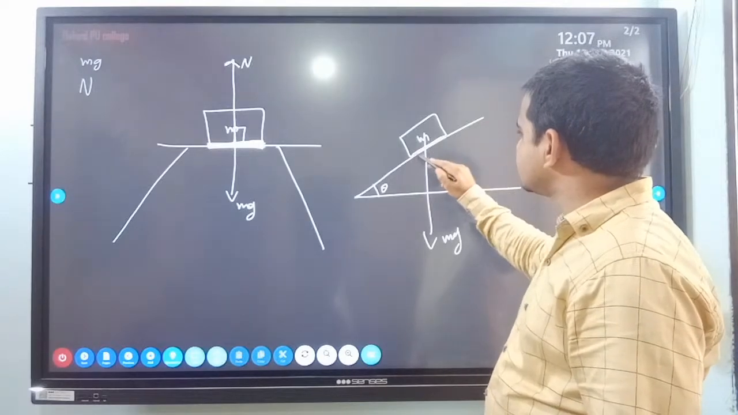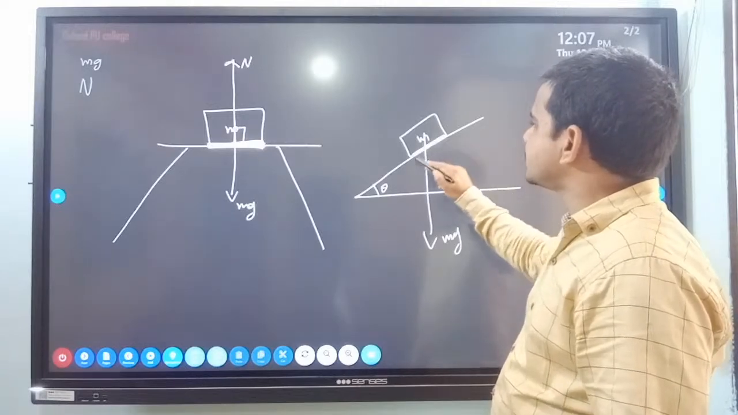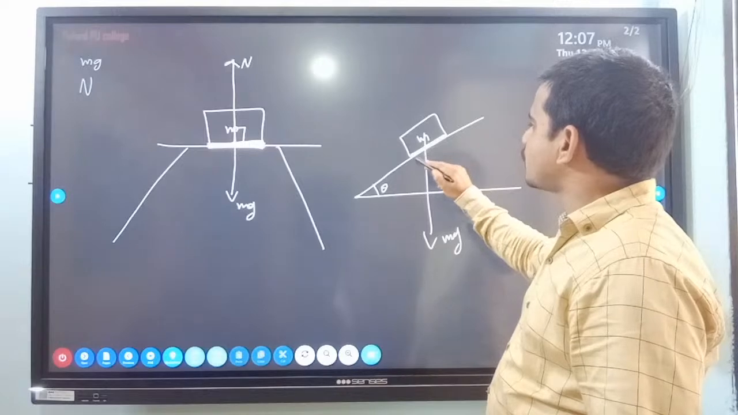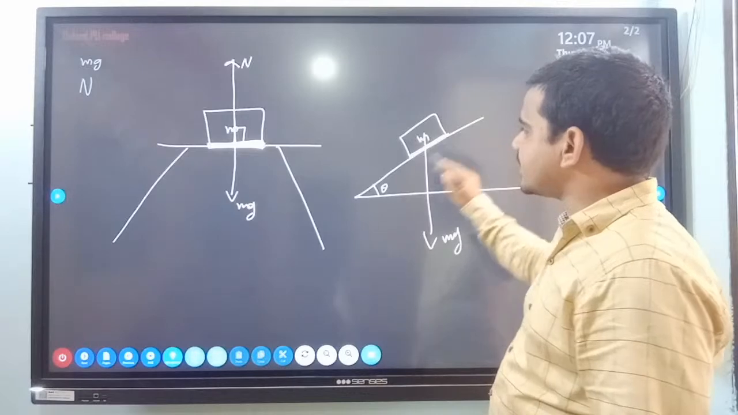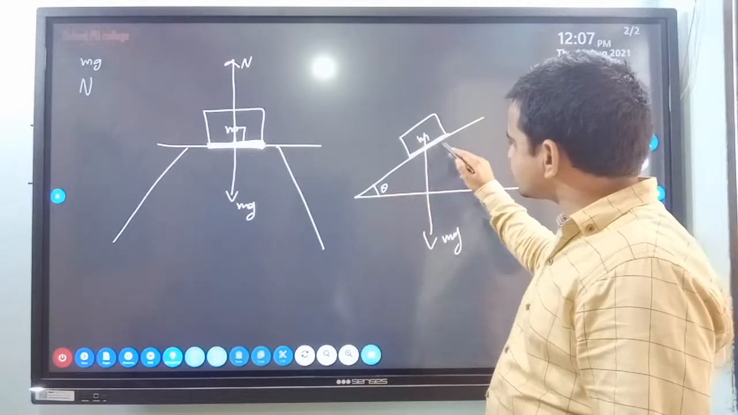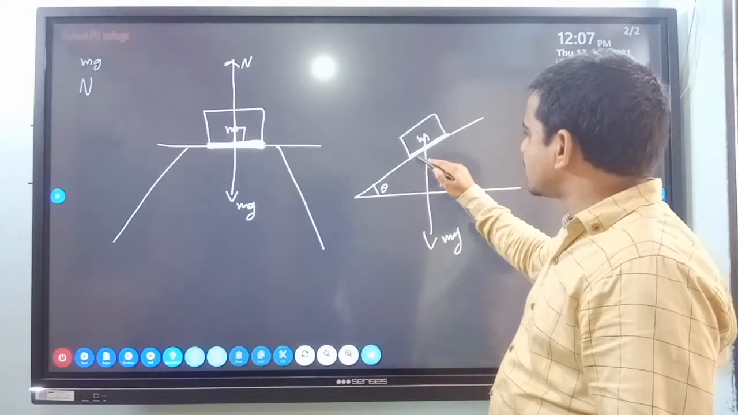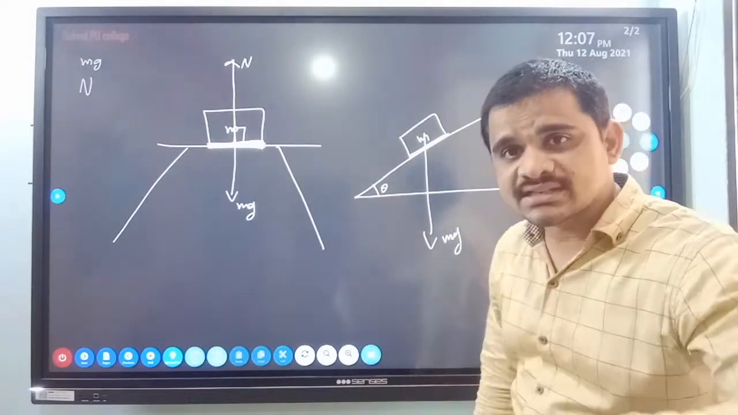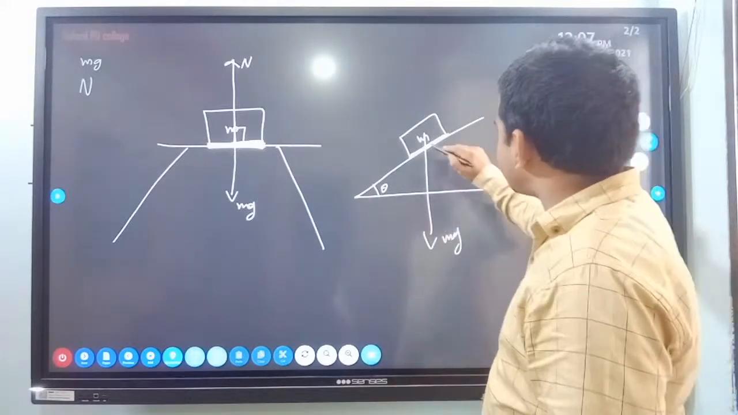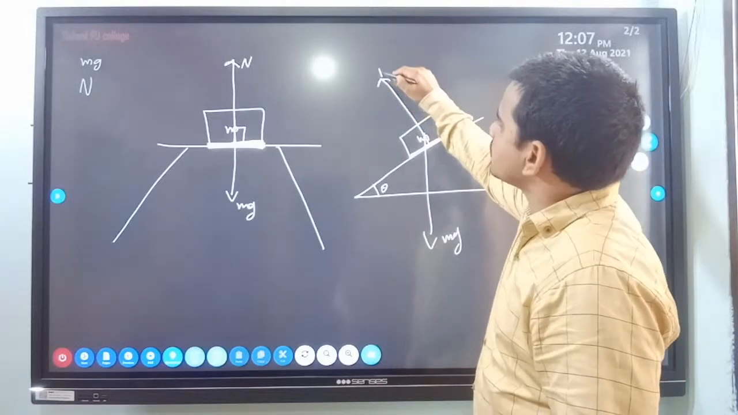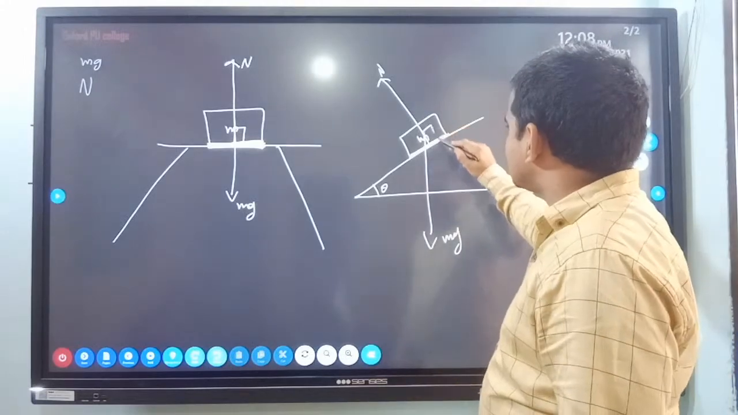See here. This is the surface which is in contact for the two bodies, the block and the inclined plane. The two surfaces are in contact here. For this surface, this force acts normally. This is the normal reaction.